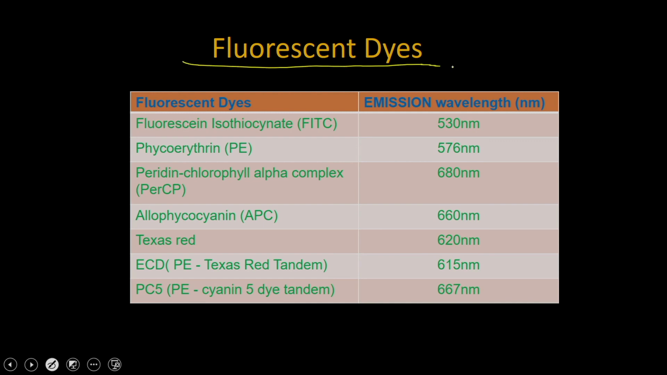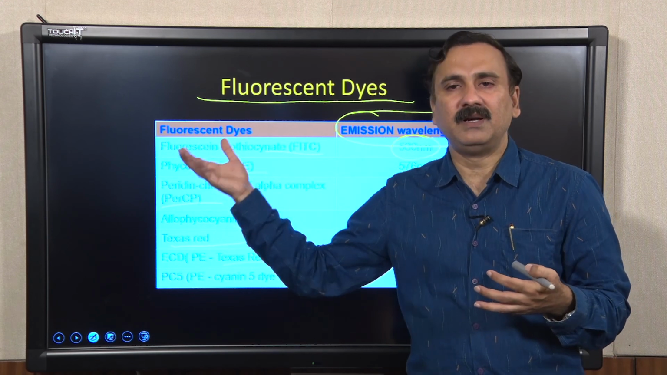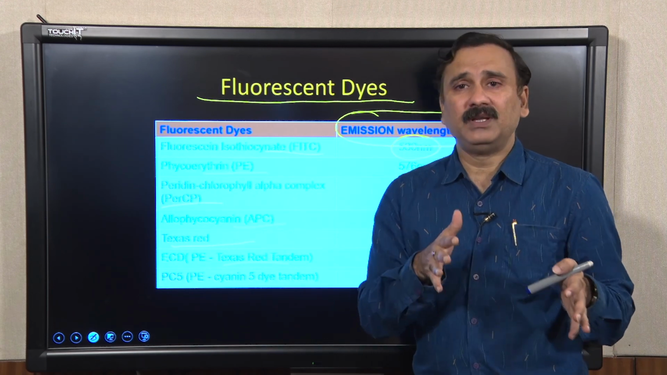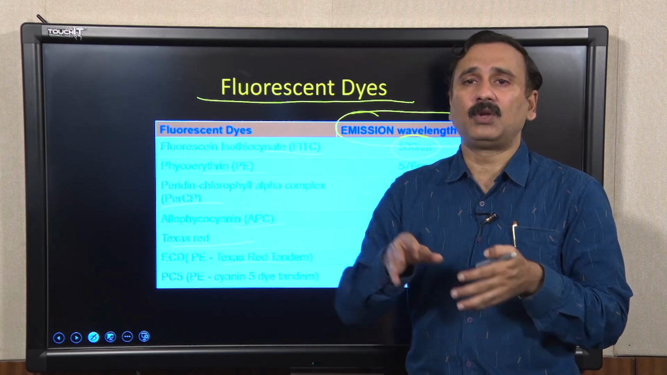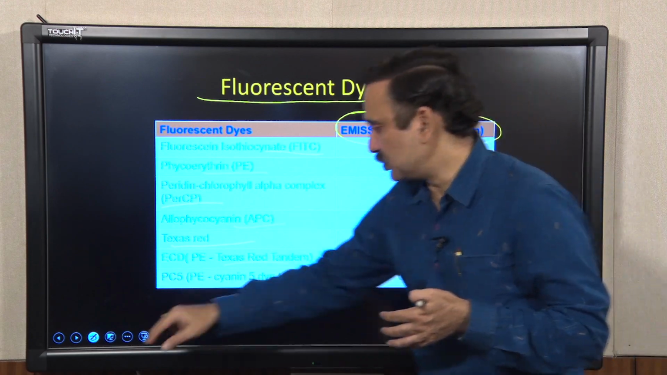Then these are the different types of fluorescent dyes. You have a huge list of fluorescent dyes you can use in cytometers. What I have shown is only the popular ones like FITC, PE, PerCP, APC, Texas Red and so on. All these fluorescent dyes emit at different wavelengths, and that can be used to label the sample with different dyes. The problem with different types of dyes, especially if you are doing 2-color labeling, is that you have to go through the process of compensation.